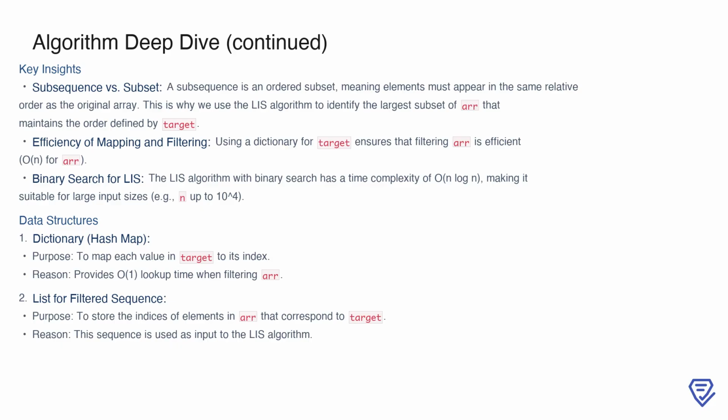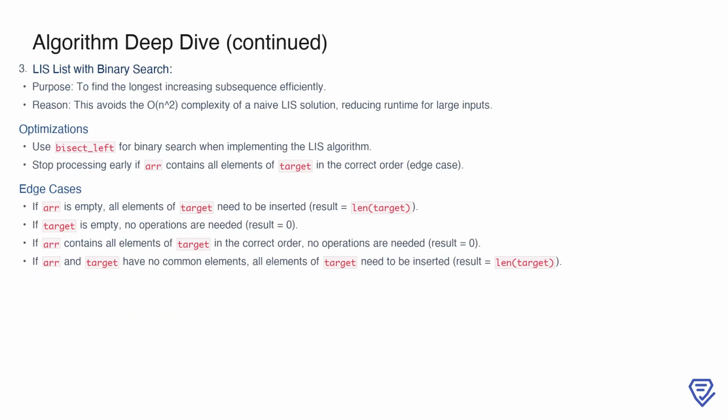both intuitive and efficient. To further optimize the solution, we use the bisect_left function for binary search when implementing the LIS algorithm. This ensures that we find the appropriate position for each element in the LIS list with minimal overhead. Additionally, we can handle edge cases efficiently.